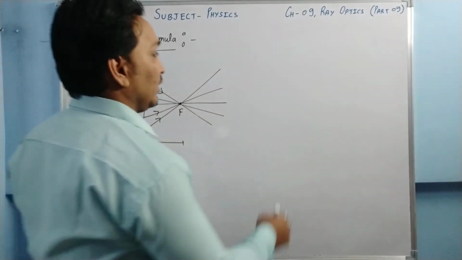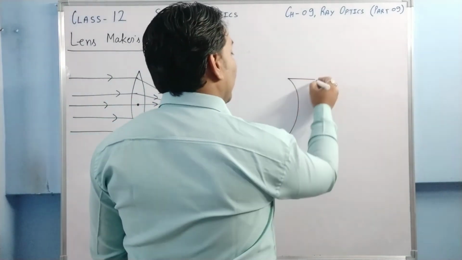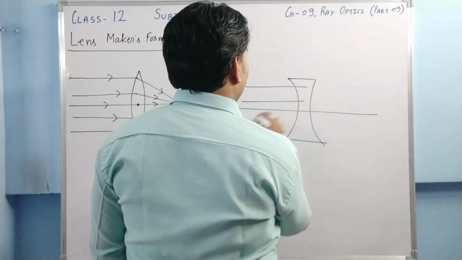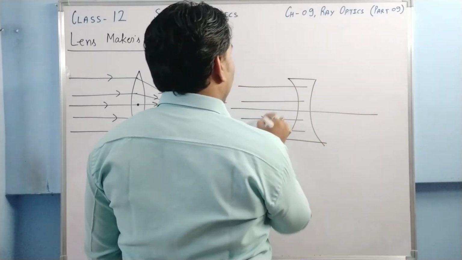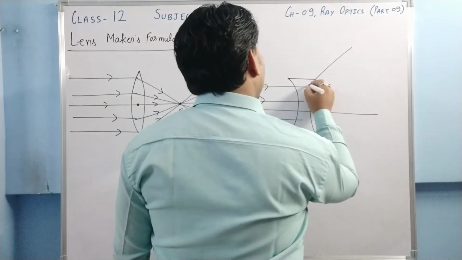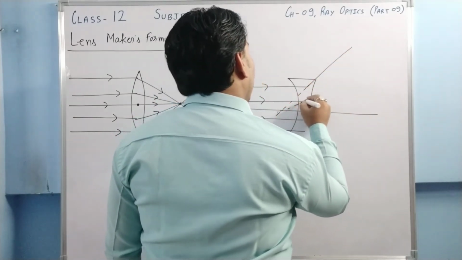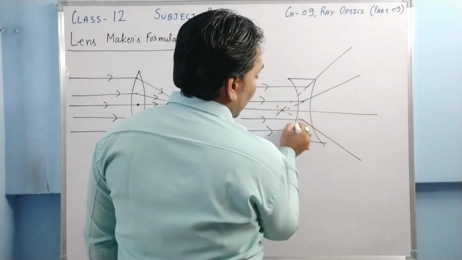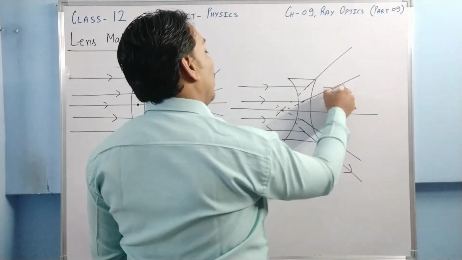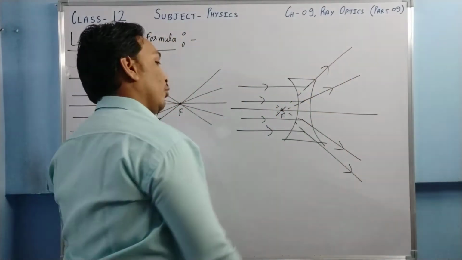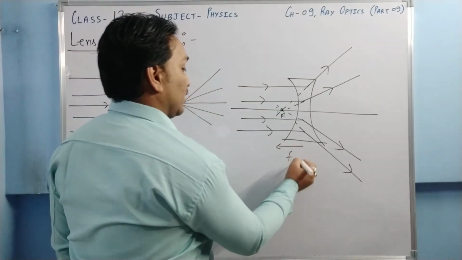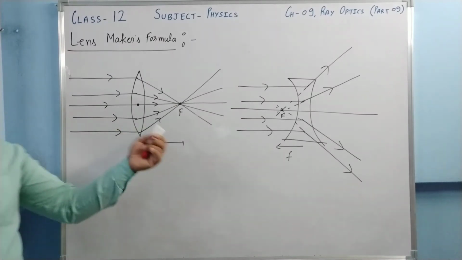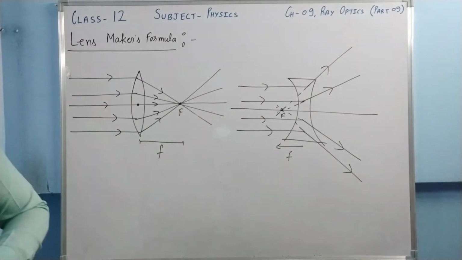And for a concave lens, how is the focal length given? So focal length is given something like this. If rays of light are coming parallel to the principal axis, after getting refracted from the lens, they actually diverge. But when we extend the divergent rays, they appear to pass through a common point. So this time the focal length is somewhere this side, from the optical center to that common point. So this is called focal length, and we use this definition to find lens maker's formula.